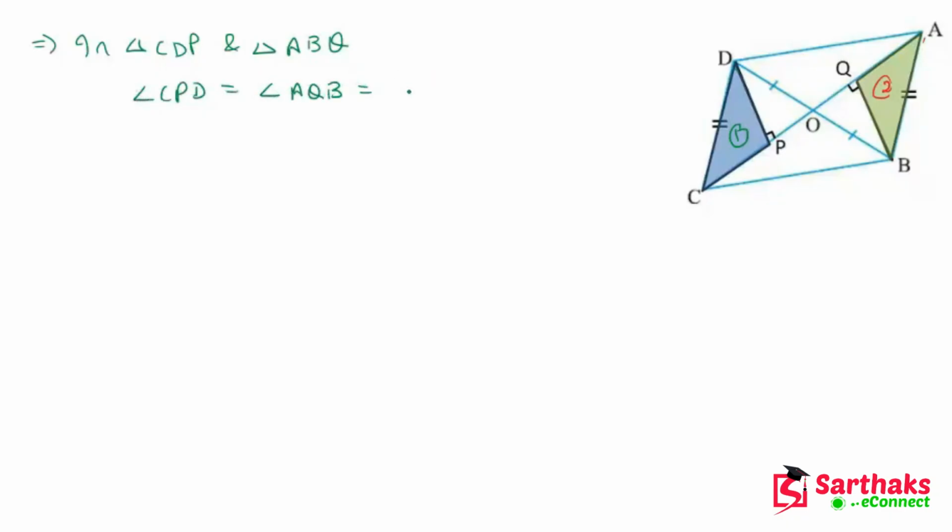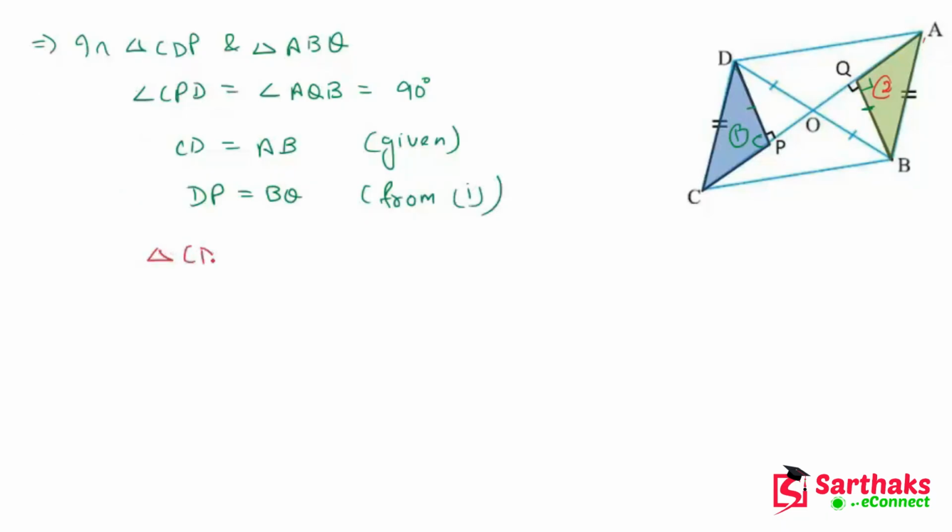This is 90 degrees. Both the angles are 90 degrees. And CD is equal to AB, this is given in the question. And DP is equal to BQ, means this line is equal to this line, from equation number 1. So we can say that triangle CDP is congruent to triangle ABQ.